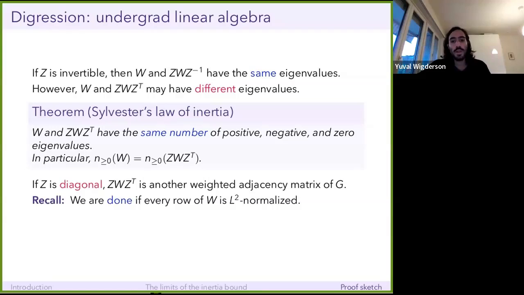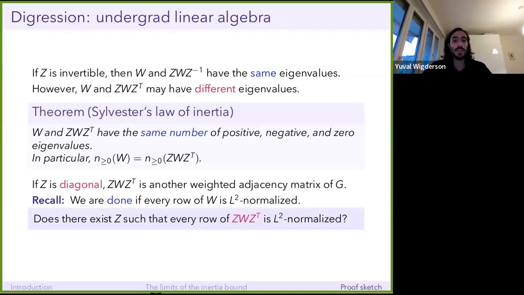And remember, we said we were done if we happen to have the magic assumption that every row of the matrix is normalized in L2. So the question that arises from all of this is: is it possible to pick a matrix Z, which is a diagonal matrix, an invertible one, such that every row of ZWZ transpose is normalized in L2? And if we can do this, then we're done. So any questions about that?